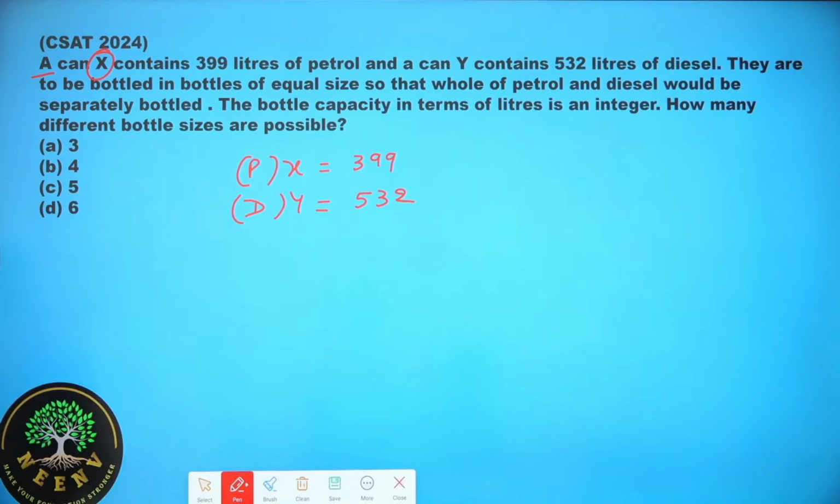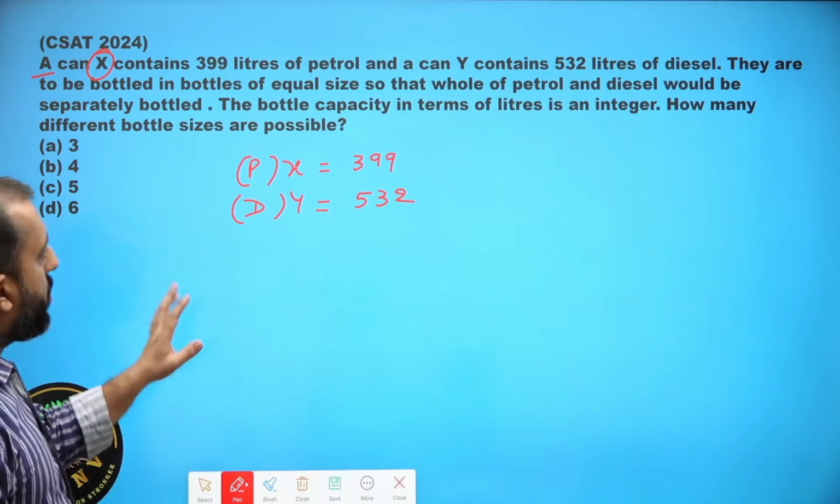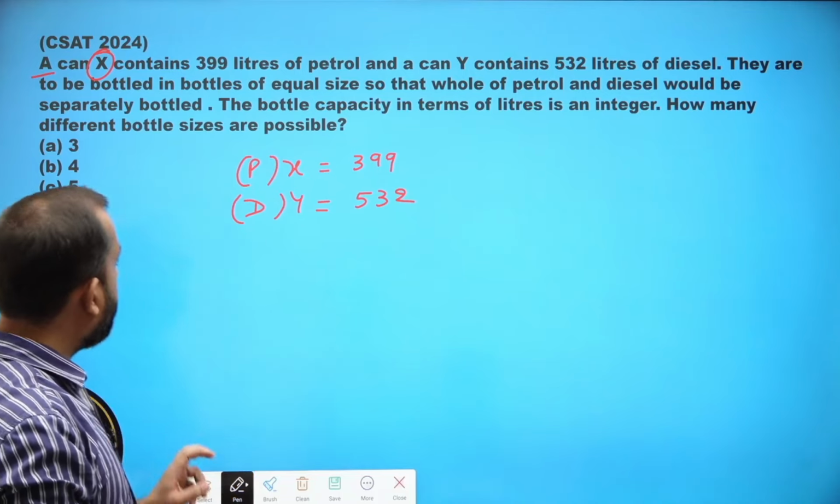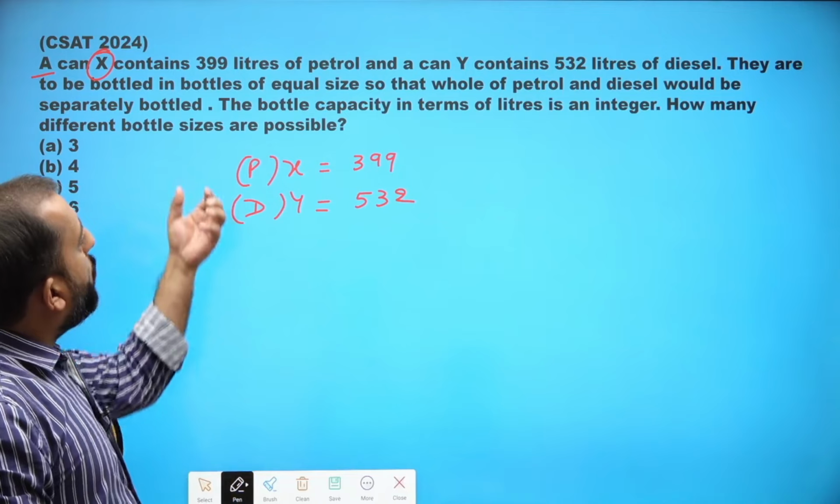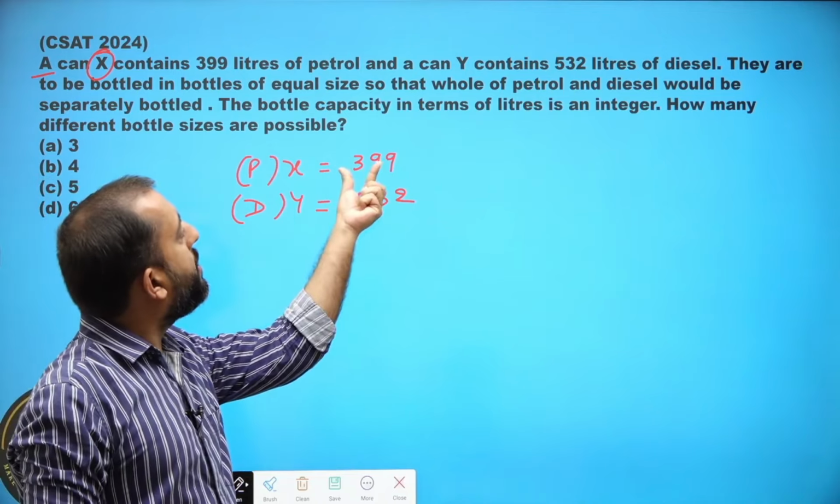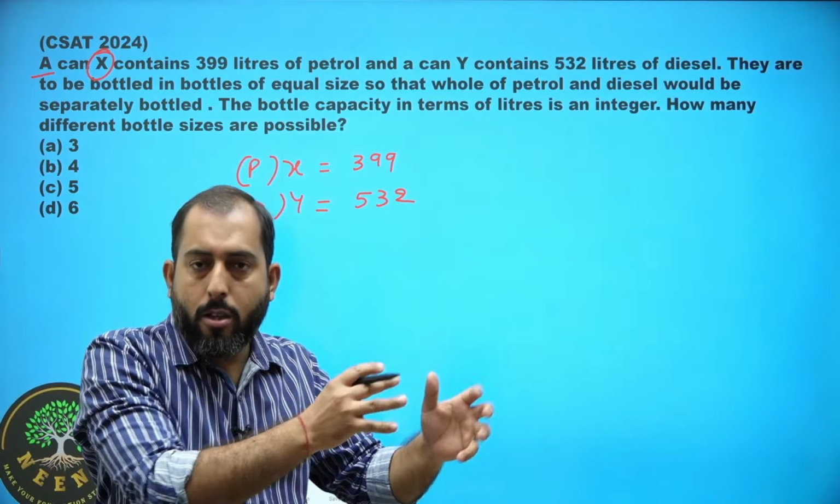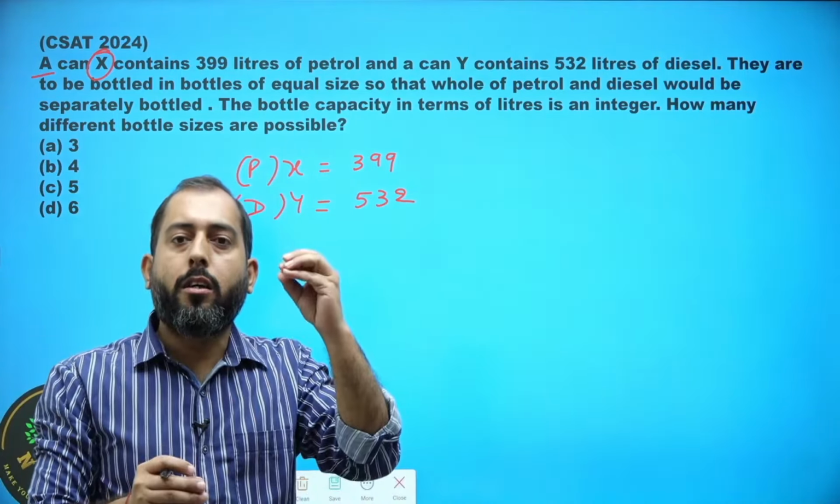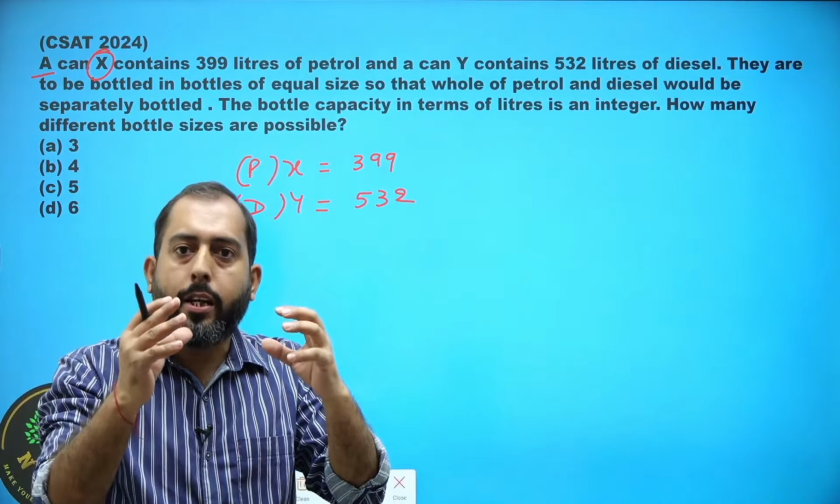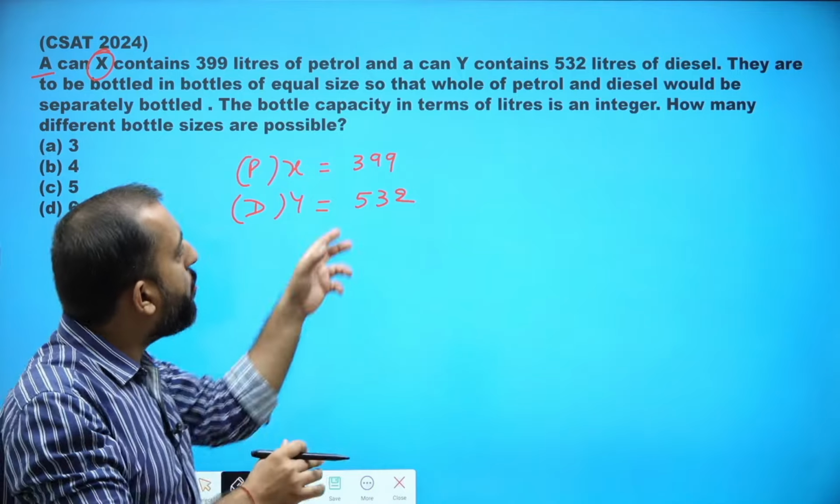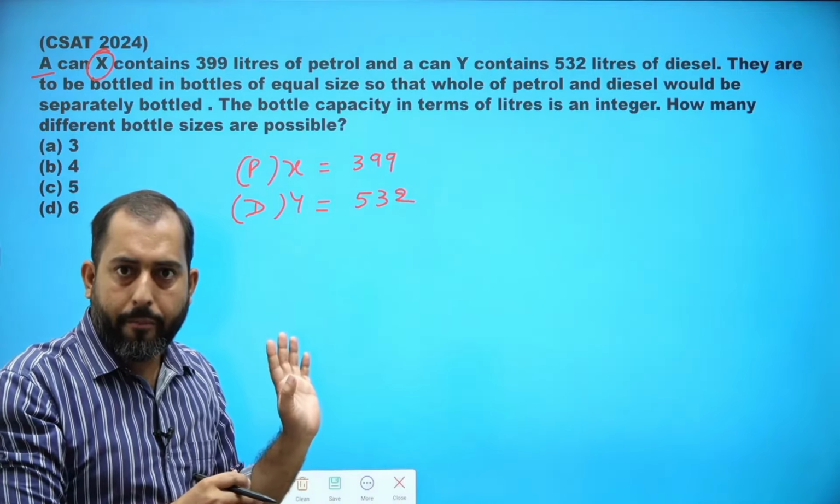Just read the question. I hope, guys, you have understood what is given in the question. Let's continue. Now we want to bottle this 399 into smaller bottles. So definitely the bottle will contain a lesser amount as compared to 399.